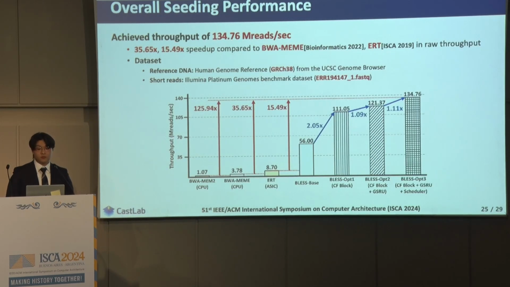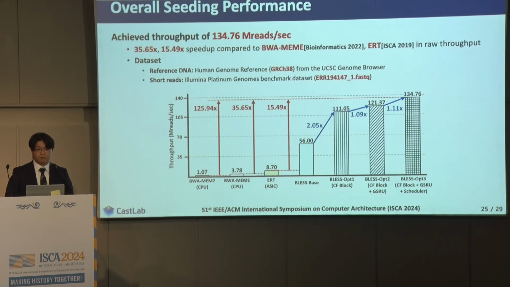To evaluate the performance of our system, we use the human genome reference for reference DNA and the human genome benchmark dataset from Illumina for short reads. Also, as a baseline, we compared our system with BWA-MEM introduced in Bioinformatics 2022 and ERT introduced in ISCA 2019. The speed of seeding is how fast the system can perform read matching, so the performance indicator is reads per second. Our baseline of scaled-up HBM-based system architecture achieves 56 million reads per second.